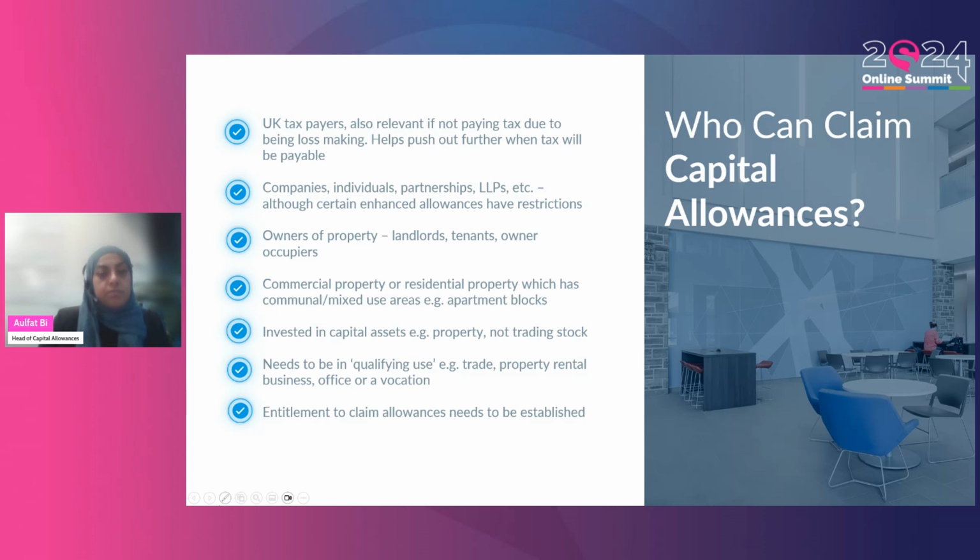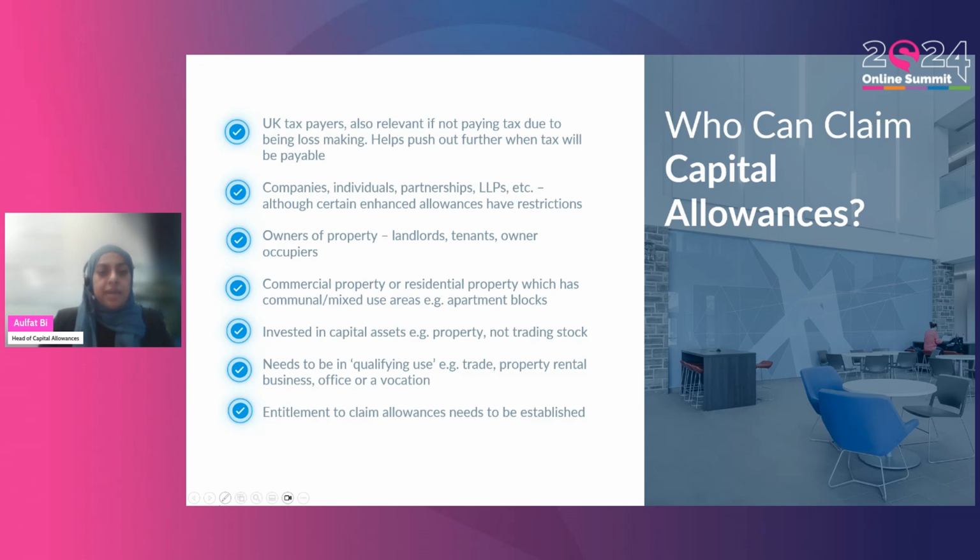A key thing is that the property has to be held on the balance sheet, so it needs to be a capital asset. It's not trading stock or held on revenue account, and that property needs to be what's referred to as being in qualifying use. And this can be either used in the trade, it can be used for property rental purposes, as an office or a vacation, and there's a few other qualifying activities as well.